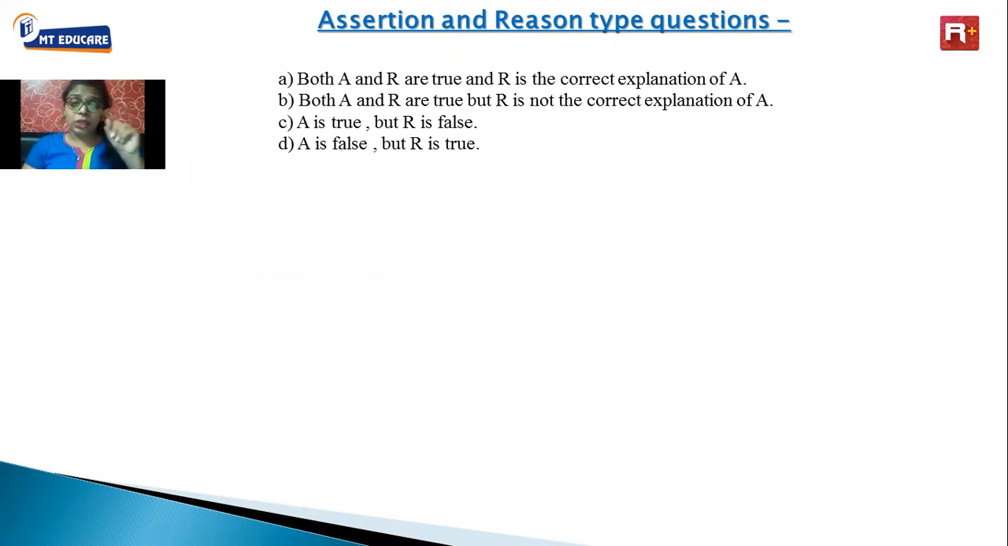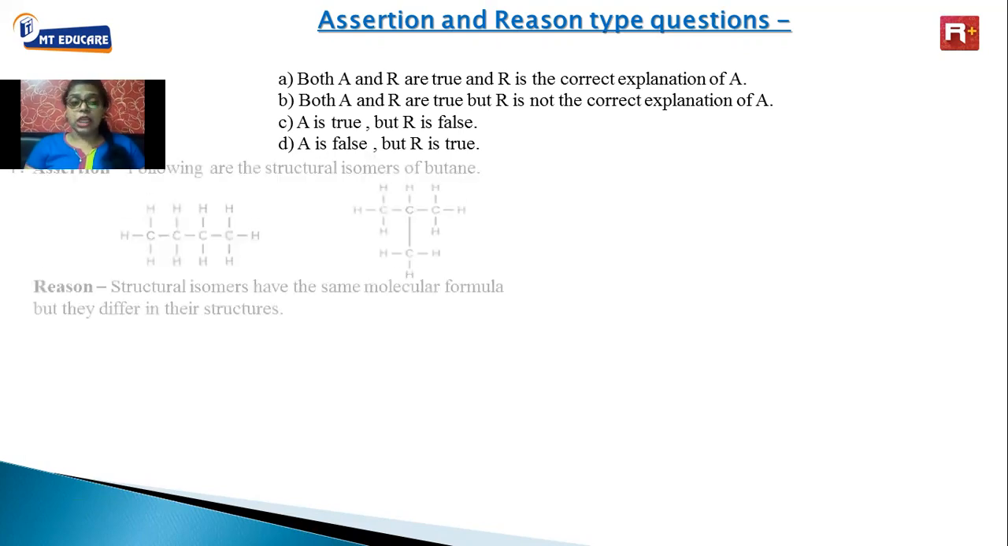Second is both A and R are true, but R is not the correct explanation for A. Third is A is true, R is false. And the fourth one is A is false, R is true. Okay, so out of these 4, one will be the correct option for your question.